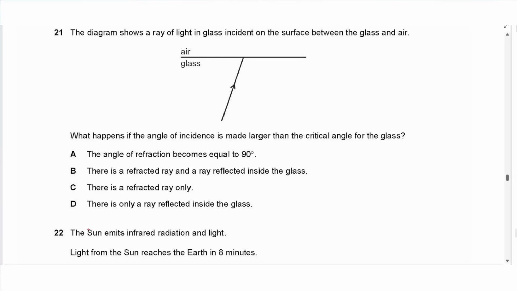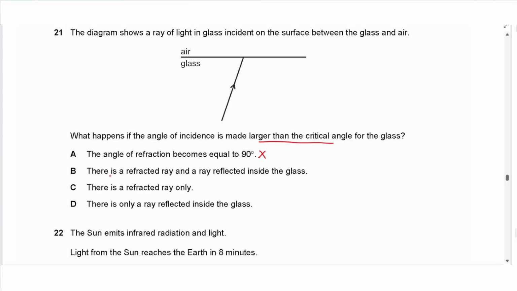Question 21 says the diagram shows a ray of light in glass incident on the surface between the glass and air. What happens if the angle of incidence is made larger than the critical angle for this glass? So moving from the denser medium to a less dense medium with an angle larger than the critical, that will cause total internal reflection. So the angle of refraction becomes 90 degrees.